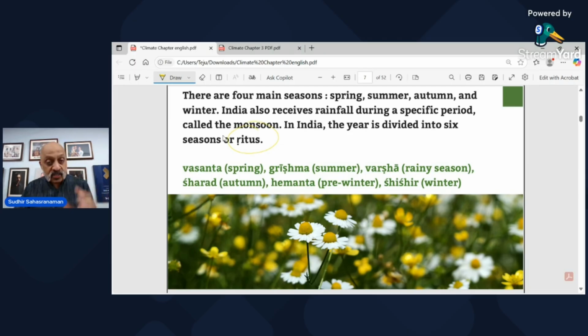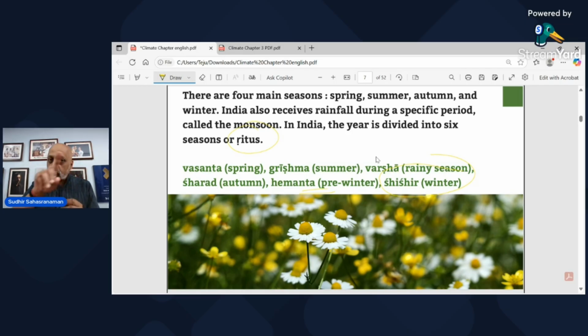Okay. Vasant Ritu, which is known as the spring season, Grishma Ritu, which is known as the summer season, Varsha Ritu, which is known as the rainy season, Sharad Ritu, which is known as the autumn season, Hemanta, which is the pre-winter time, right? We are talking about the October time, and Shishir is the winter season, right? So these are the 6 seasons that you notice in India.